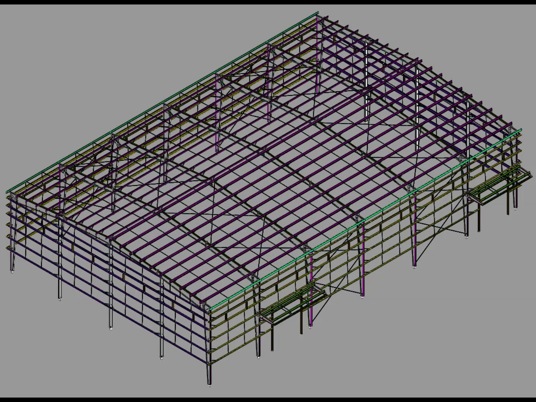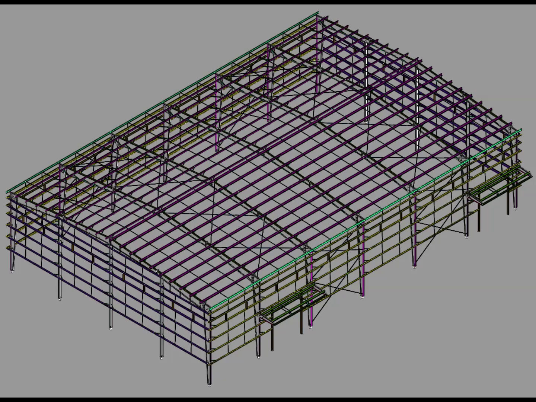This is particularly helpful for someone who is learning PEB detailing or PEB modeling. A plan drawing gives us the horizontal arrangement. An elevation gives us the vertical arrangement. But the 3D model allows us to understand how these two views come together in the actual structure.